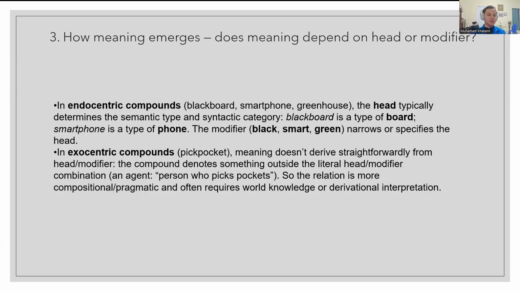In exocentric compounds such as pickpocket, meaning doesn't derive straightforwardly from the head or modifier. The compound denotes something outside the literal head and modifier combination, an agent, a person who picks pockets. So the relation is less compositional or more pragmatic and often requires world knowledge or derivational interpretation.